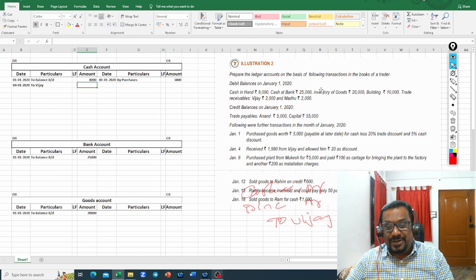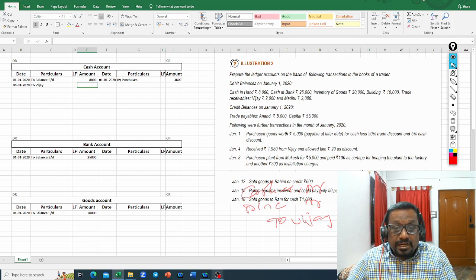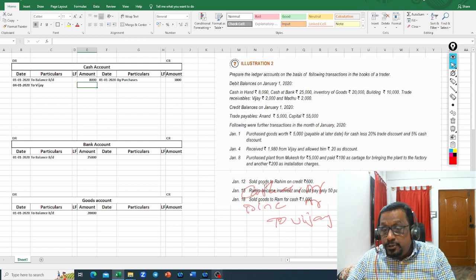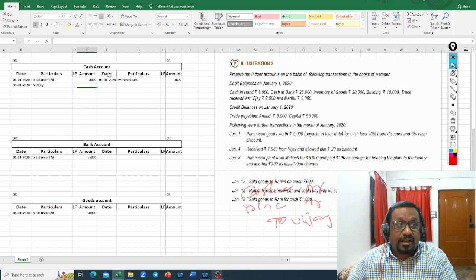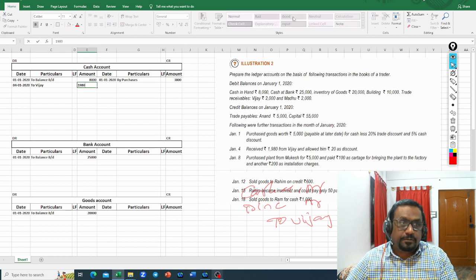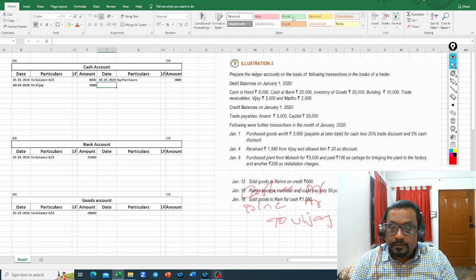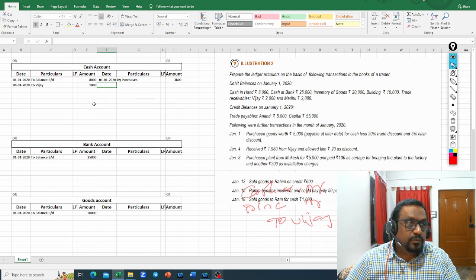What should be the amount I'm supposed to write? This is very important. Whatever amount I mentioned opposite to cash. Why am I taking it opposite to cash? Because I'm debiting the cash account. What account am I preparing? I'm preparing the cash account. So when I'm posting the transaction in the cash account, whatever amount is mentioned opposite to the cash account, I have to mention here. That is 1,980. Are you clear? Right? Now, the cash account we have recorded.